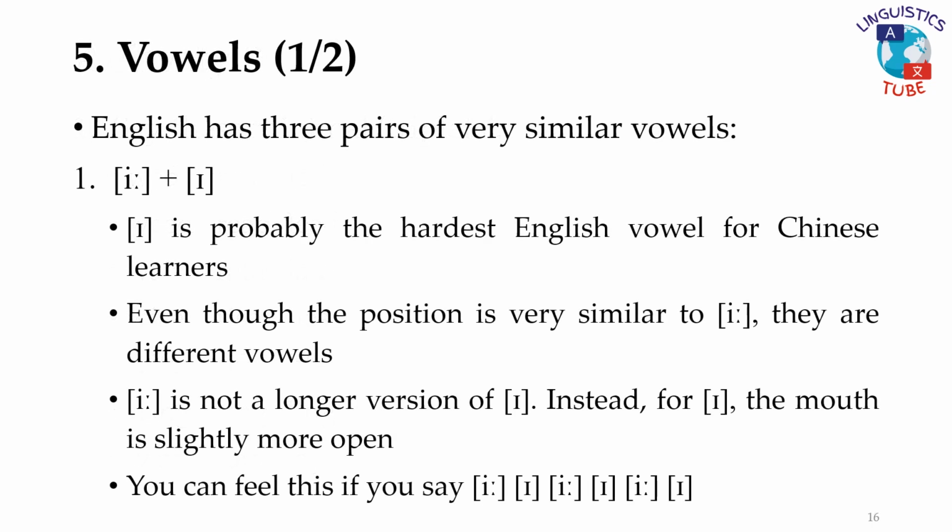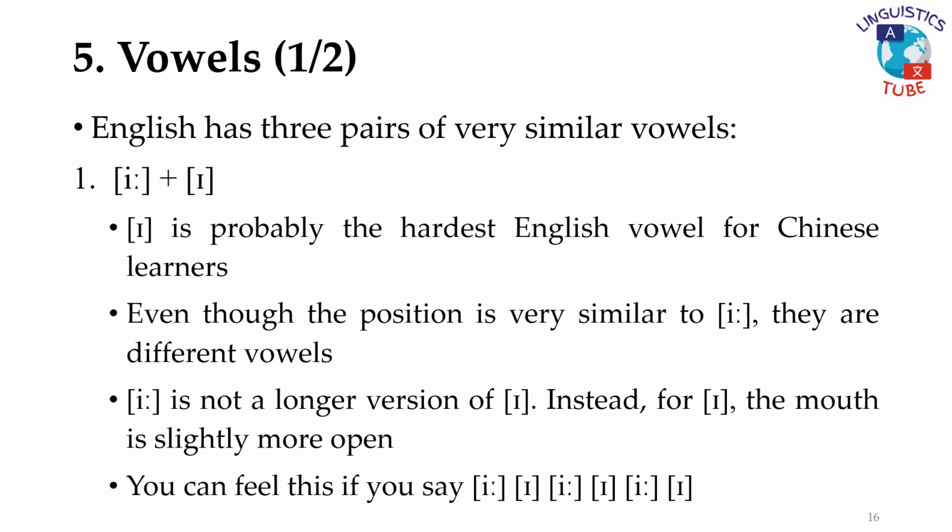Finally, let's discuss the difficult vowels in English. English has 3 pairs of very similar vowels. Because they are very similar, it is very important for you to make sure that each vowel sounds different. Let's start with E and I.